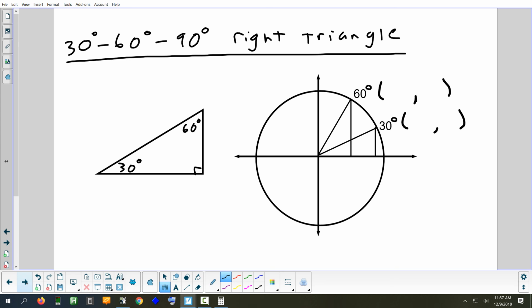Brianna? They're exactly the same. This triangle is really just this triangle standing up tall rather than laying down on the long side. But they are the exact same triangle. So what does that mean about the coordinates for the 30 and the 60? Are the coordinates exactly the same? So this point is exactly the same as this point. What do you think the difference is going to be?